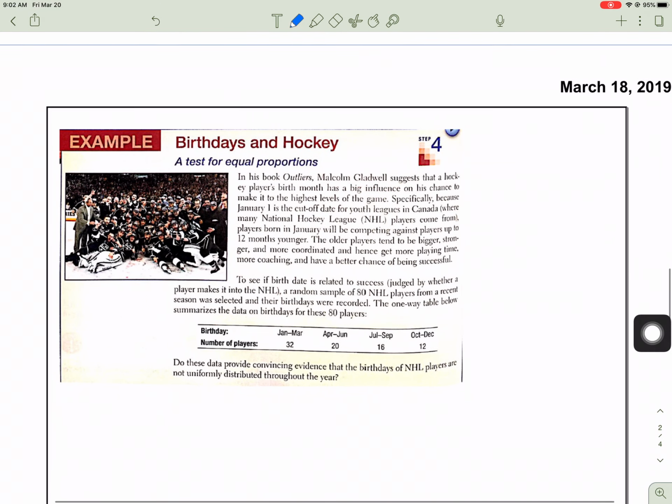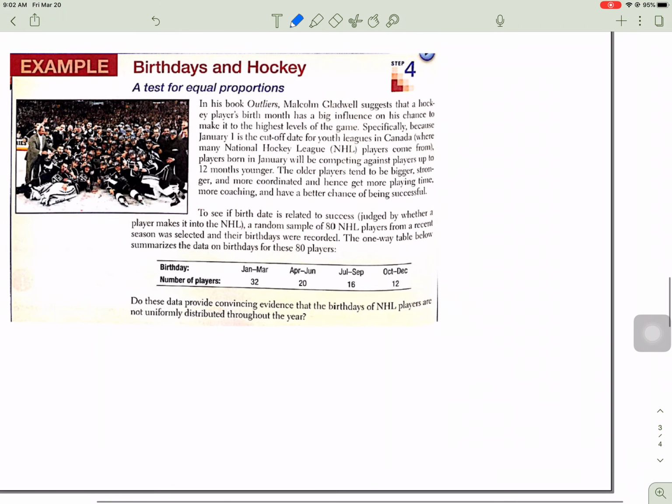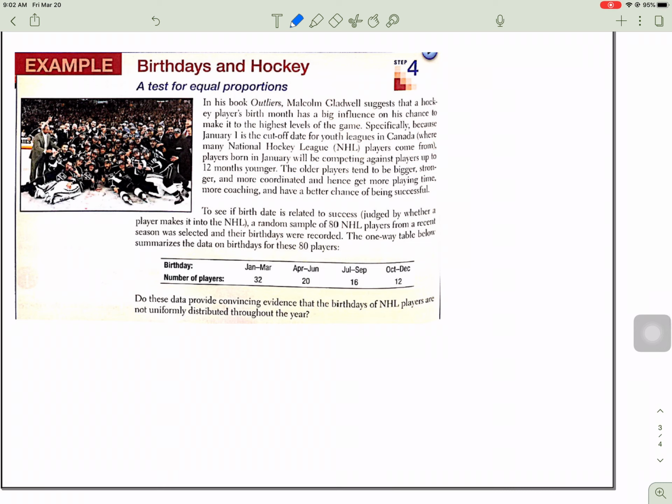So here we go. This is one of my favorite problems of the year because it kind of makes sense. It says, in his book Outliers, Malcolm Gladwell suggests that a hockey player's birth month has a big influence on the chance to make the highest levels of the game. Specifically, because January 1st is the cutoff date for youth leagues in Canada, players born in January will be competing against players up to 12 months younger.